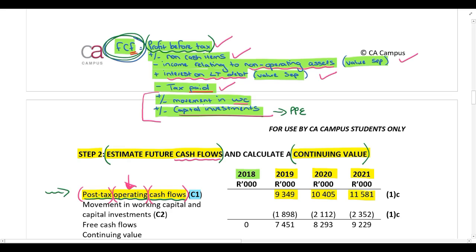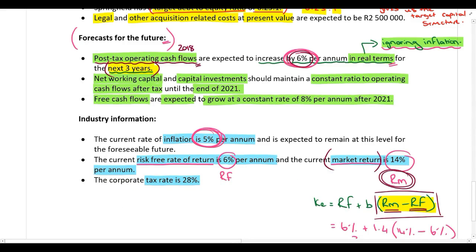All right, guys, so if you go back to the information provided in the question, you are told that net working capital and capital investments should maintain a constant ratio to operating cash flows after tax until the end of 2021. Now, we just calculated operating cash flows after tax. So we have that amount, meaning we should be able to work backwards in order to calculate net working capital and capital investments, because you are specifically told that a constant ratio will be maintained.